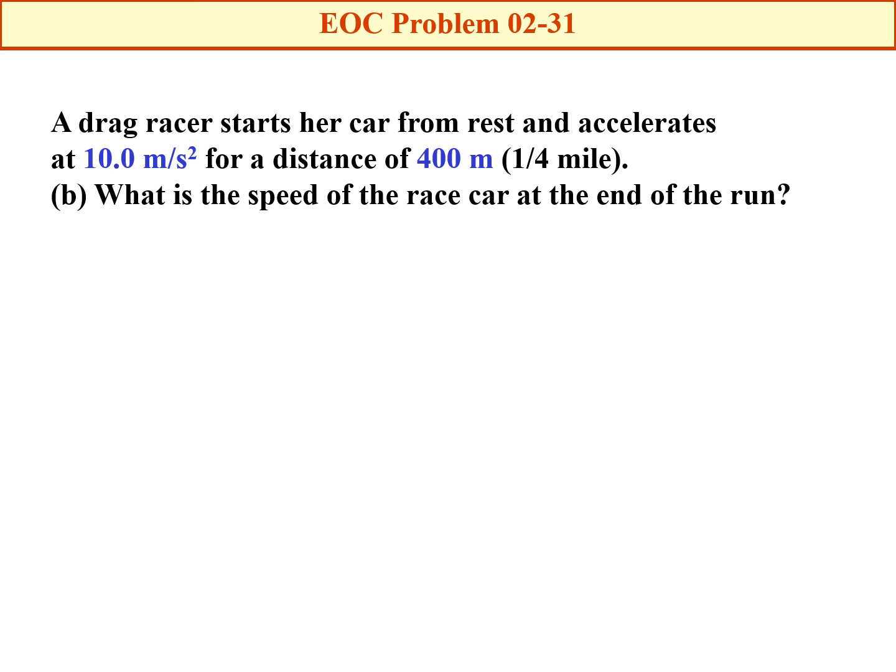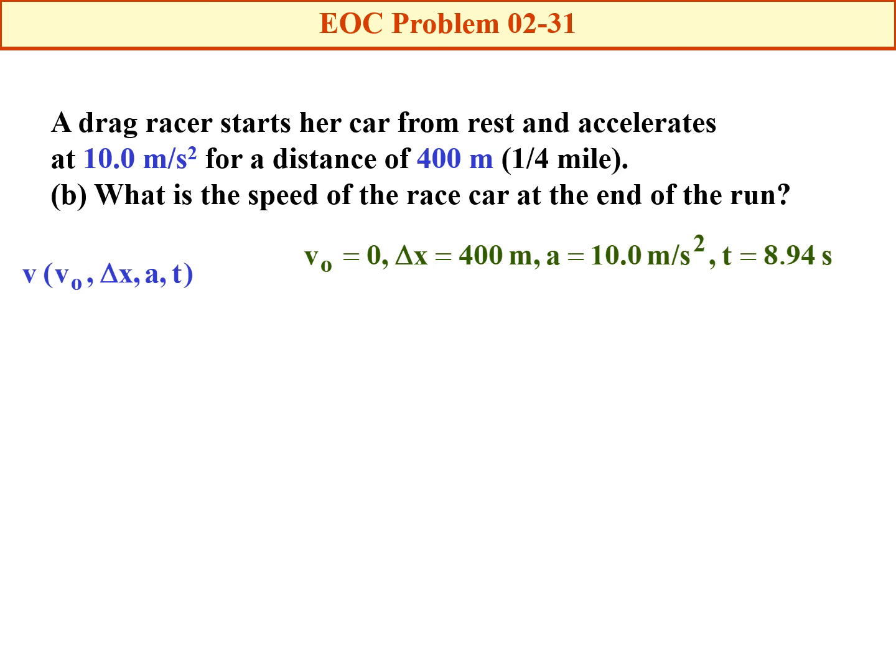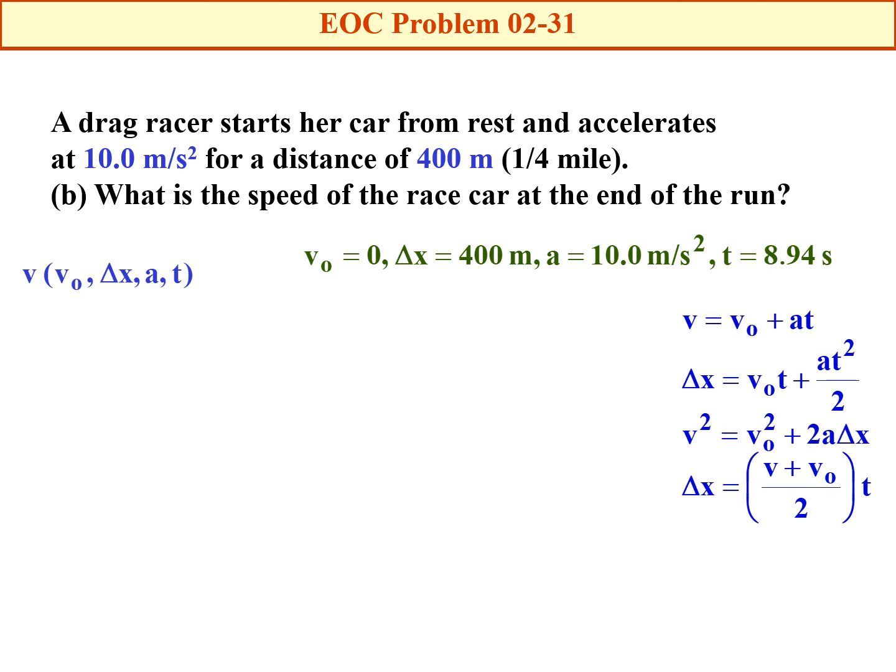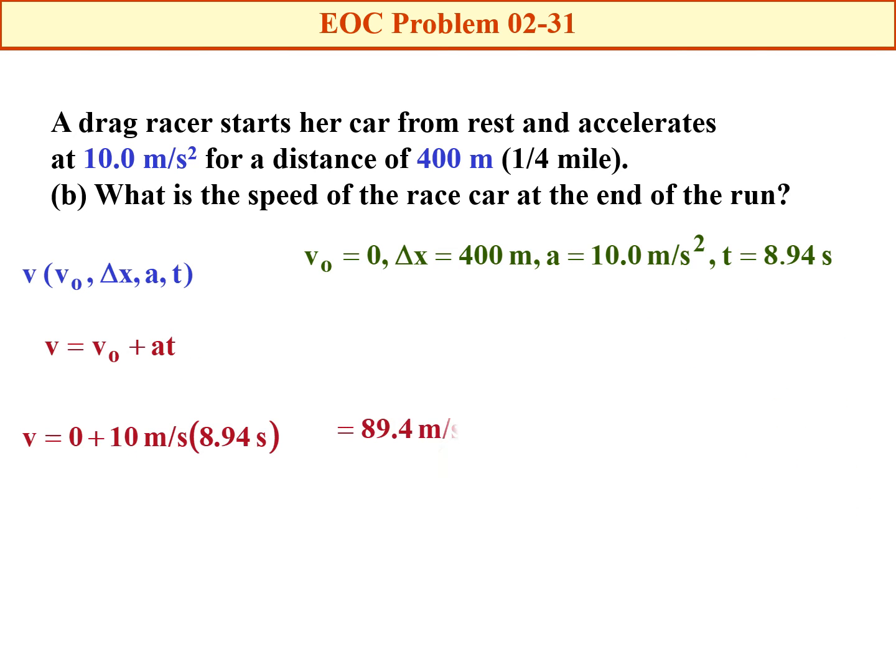In part B, it says, what is the speed of the car at the end of the run? So how fast is it going at the end? We know the initial velocity. We now know the displacement, acceleration, and the time. Knowing all of that, which kinematic equation are we going to use? Probably the one that's a little bit easiest to use. The final velocity equals the initial velocity plus acceleration times time. We plug in the numbers we know, and we get that our final velocity is equal to 89.4 meters per second.